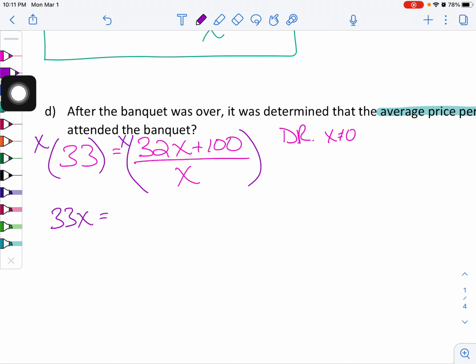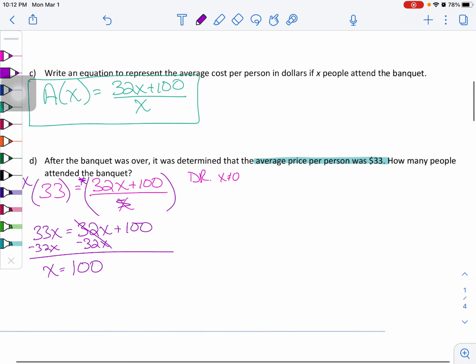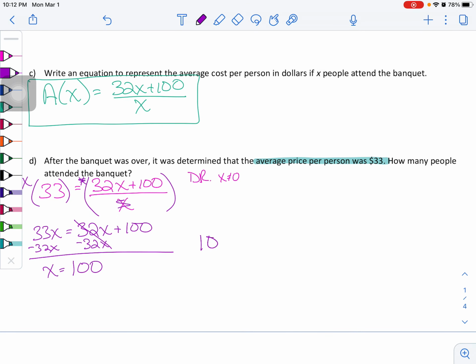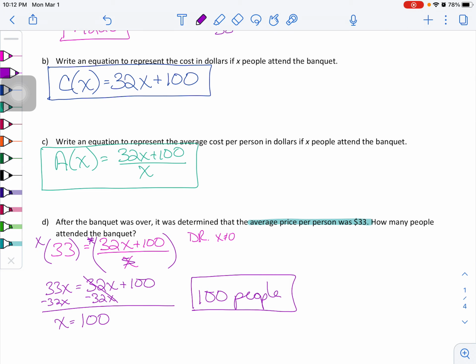So we're going to have 33X is equal to, now on the right side here, the X in the denominator and the X that's the LCD completely divide each other out. So they're completely gone. And so I'm left with 32X plus 100. No more denominators anymore. Just solve the equation. So minus 32X. So 33X minus 32X is just X, 1X if you really want to write it in there. So X is equal to 100. So how many people attended the banquet? 100 people.